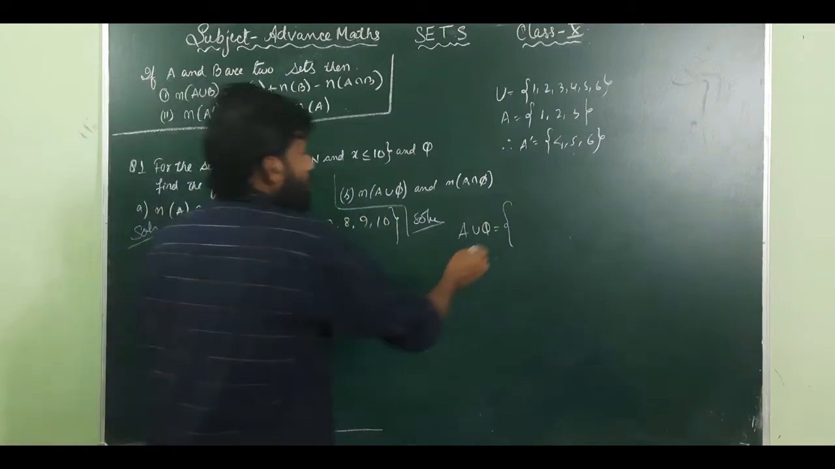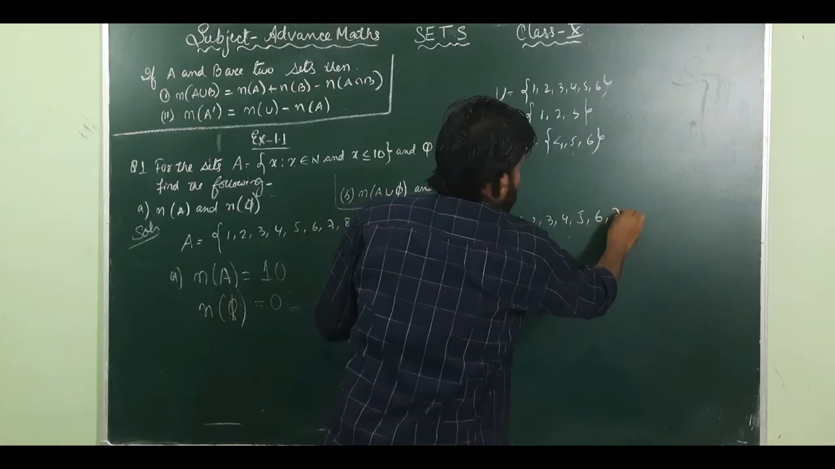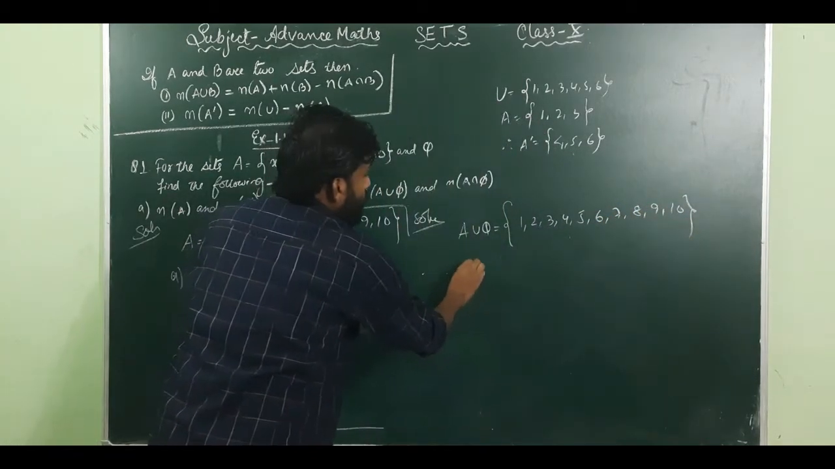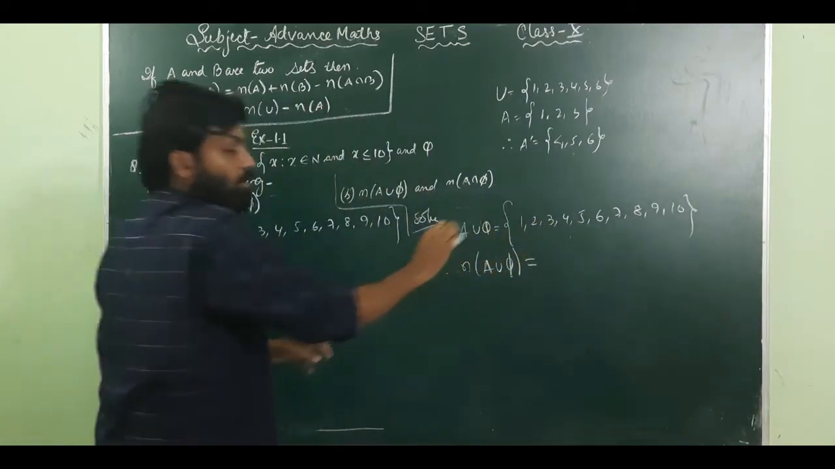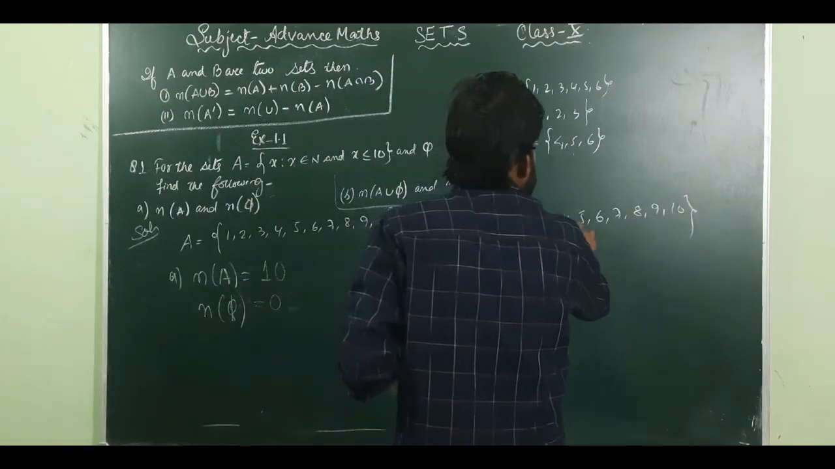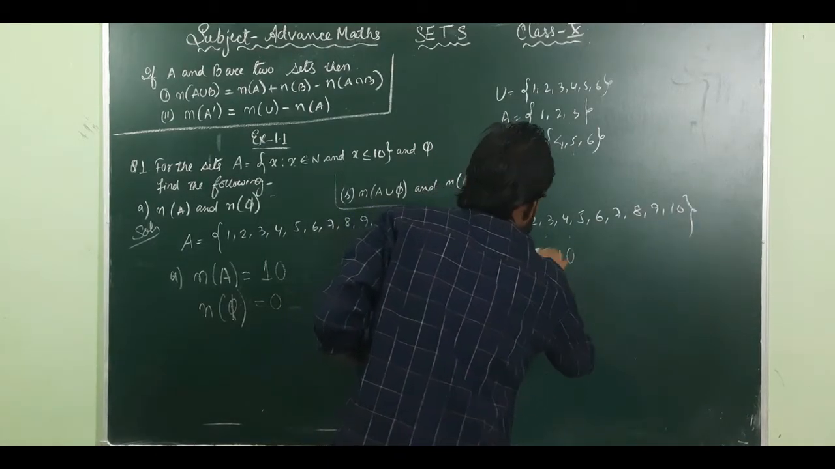So what are the elements present in A? 1, 2, 3, 4, 5, 6, 7, 8, 9 and 10. Therefore, n(A union φ) is the number of elements present in the set A union φ. You can count here how many it is: 1, 2, 3, 4, 5, 6, 7, 8, 9, 10. That means 10 elements. Okay, you write here 10.